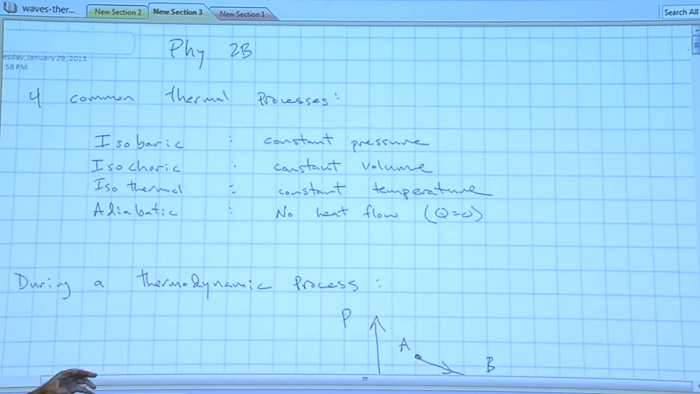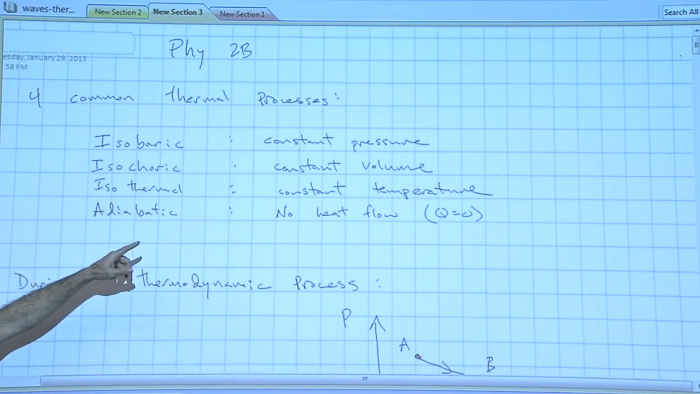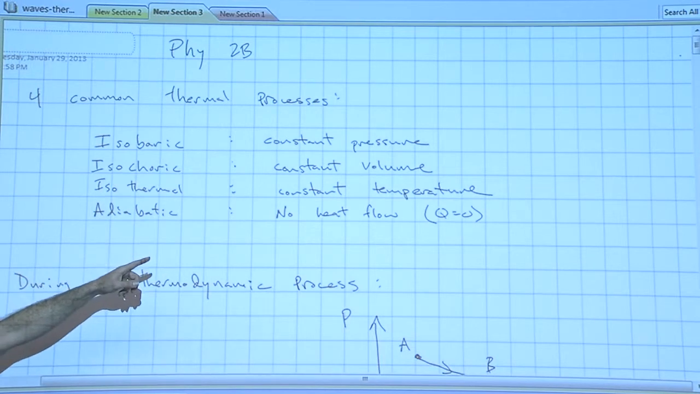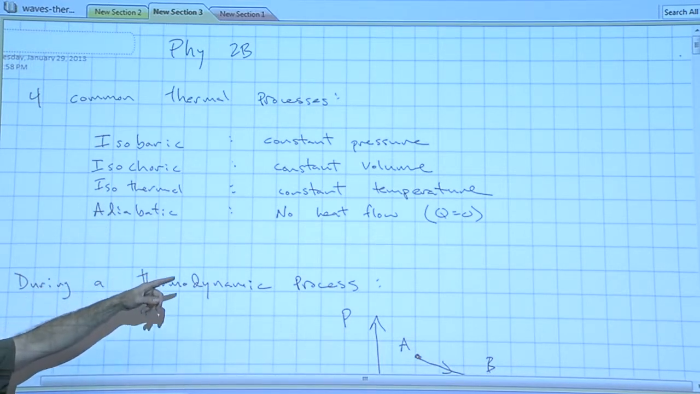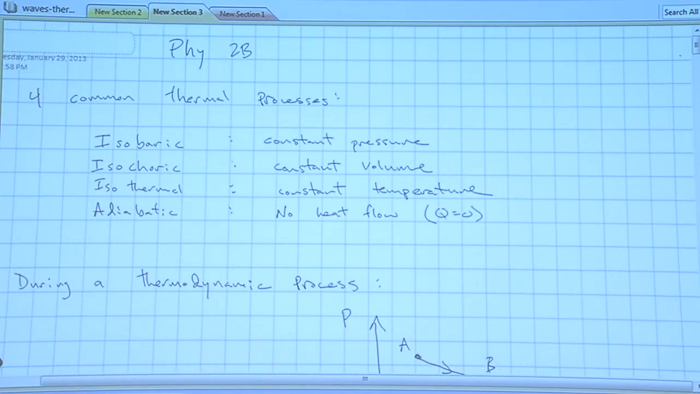These four are the ones we like to focus on because they help us see what's going on, and there's some interesting aspects to these. Isobaric, constant pressure. Isochoric, constant volume. Isothermal, constant temperature. Adiabatic, no heat flow. So let me just tell you what that means real quickly.